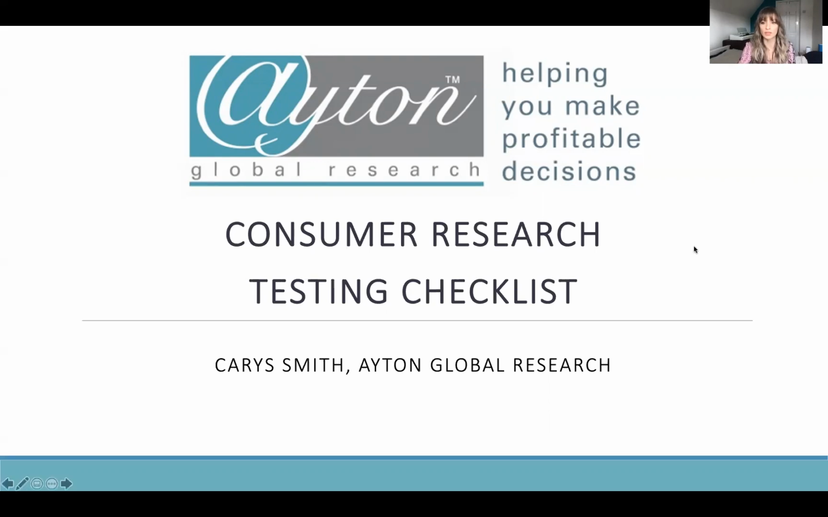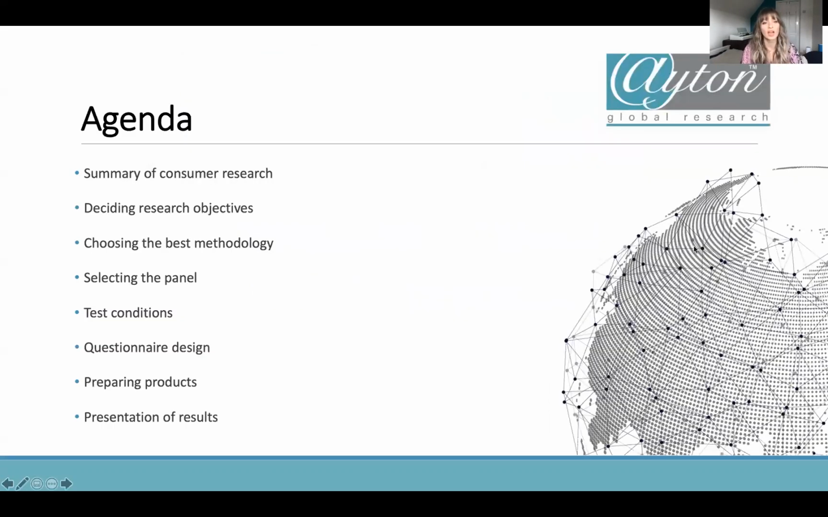So just to give you an overview of the agenda, I'll be going through a summary of consumer research. So if you haven't done it yet, it will give you a bit of an overview of what that is. We talk about deciding research objectives. I'll be going through a case study as we go through each step as well, so it puts it into context a bit. So with that, we'll have things like choosing the best methodology, selecting the panel, what test conditions you need to think about. I've got some notes on questionnaire design and the best practice for that, how you prepare your products, and then how you can present the results. So it's a really nice overview of the whole start to finish process, and I hope that it will be really helpful.